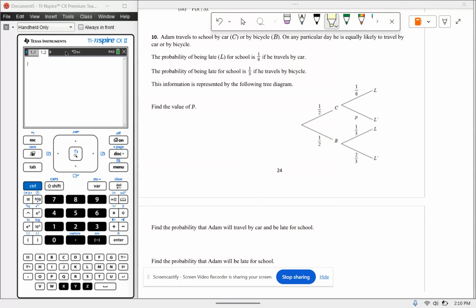This information is represented by the following tree diagram. Find the value of P. Where is P? P is this. Oh, okay, it's the other side of 1/6. So what does P have to be? Good job.